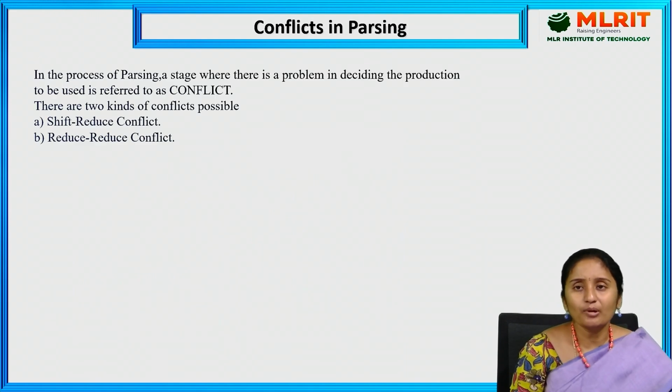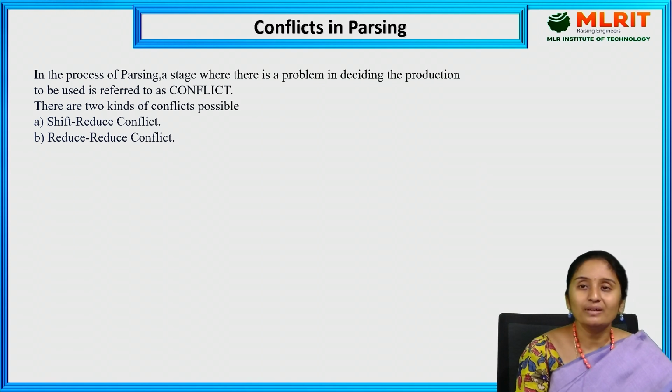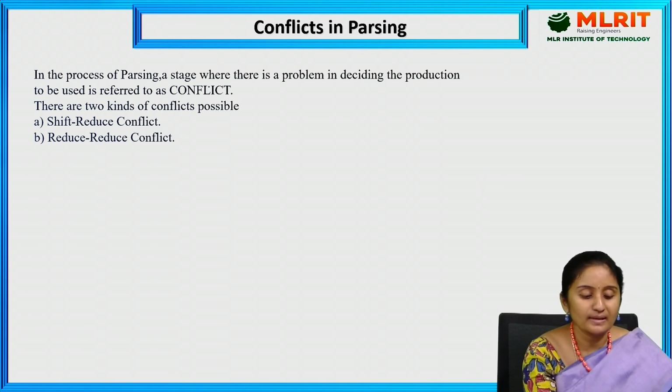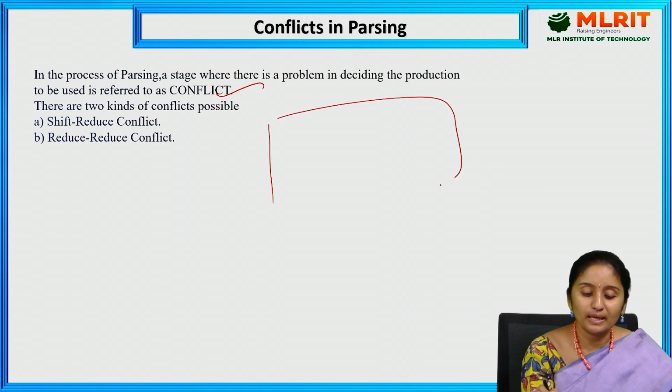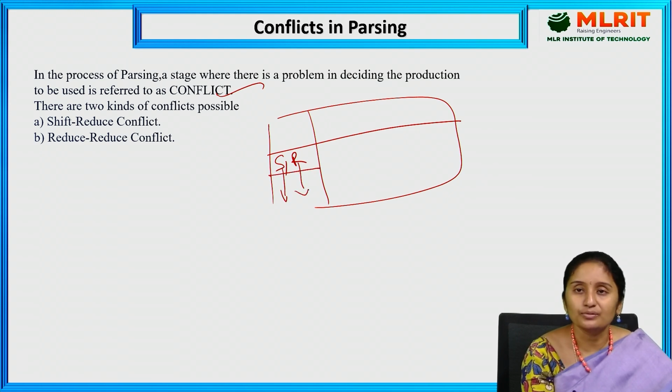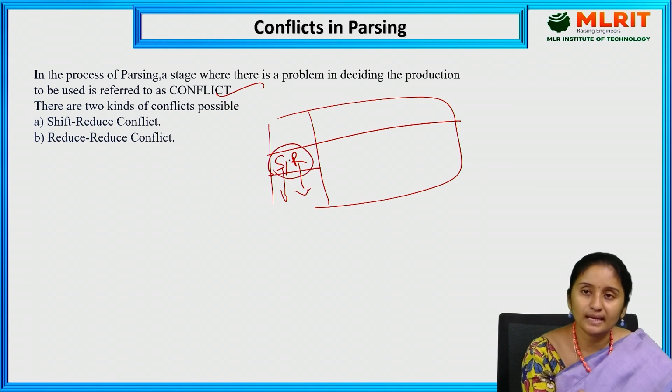There are some conflicts that occur in parsing. When we construct the parsing table for LR(0), LALR(1), SLR(1) or CLR(1) parsing, we are going to find some conflicts. In the process of parsing, when there is a problem in deciding the production to be used, we call it a conflict. When we find both a shift action as well as a reduce action in the table, I don't know whether I need to shift or whether I need to reduce. When both actions are possible, we call it a conflict.